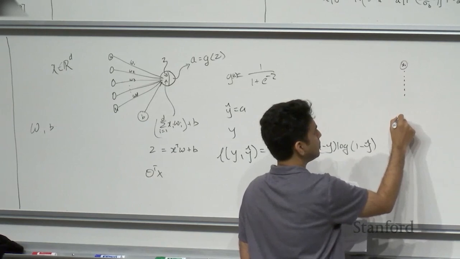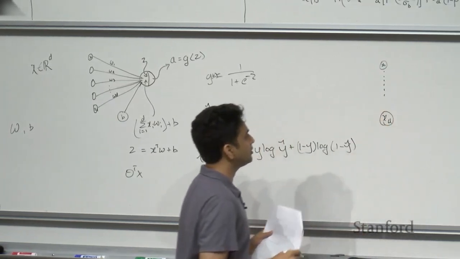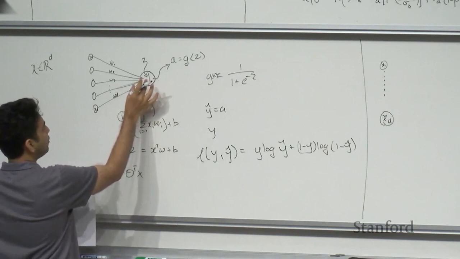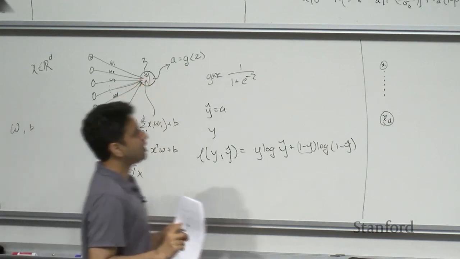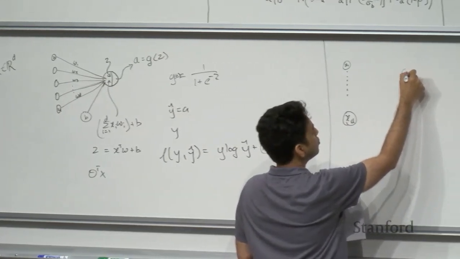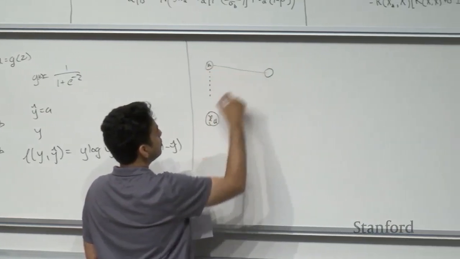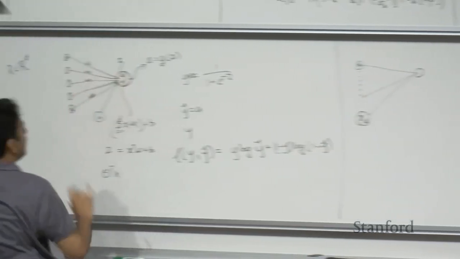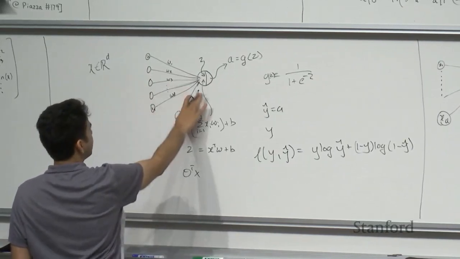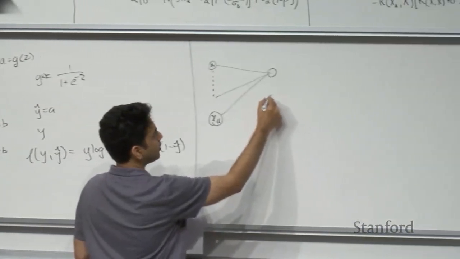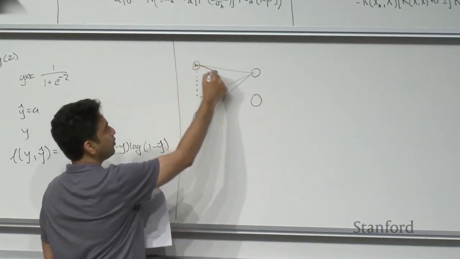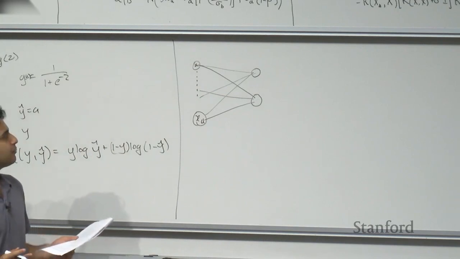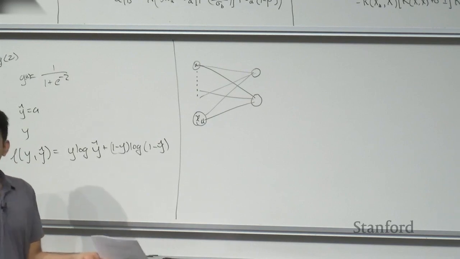x1 through xd is our input layer again. In place of one neuron, let's have a collection of neurons. Over here, we had a set of weights that connected the input data X to the input of this neuron. Just like that, let's add a second neuron here and give it its own set of weights. This is as if we are trying to train two different logistic regression models in parallel.